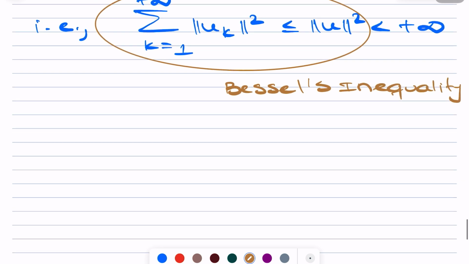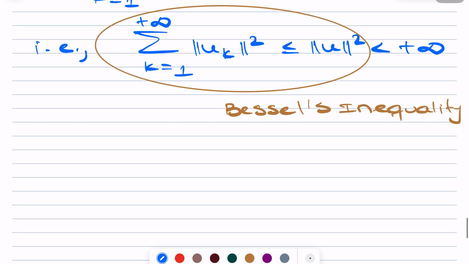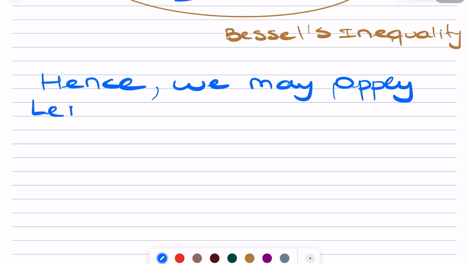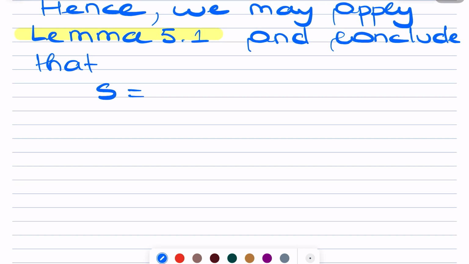Therefore, since this holds, and because the un are pairwise orthogonal, we may apply lemma 5.1 that we just proved, and conclude that the limit of Sn exists.